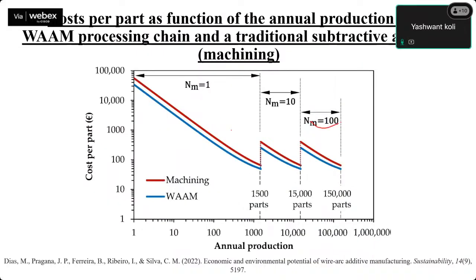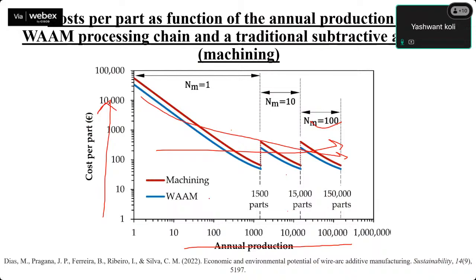So cost per part as a function of the annual production for the VAM processing chain and the traditional subtractive approach. You can see here, this is the cost per part and this is the annual production. If we are increasing the annual production, the cost per part will be reducing exponentially.